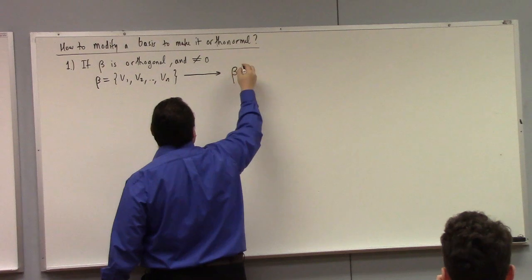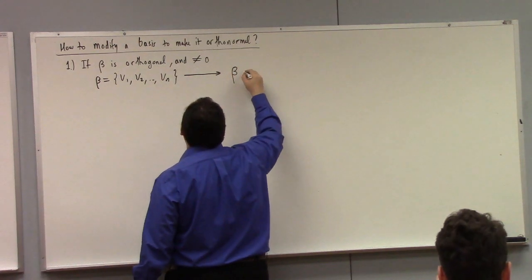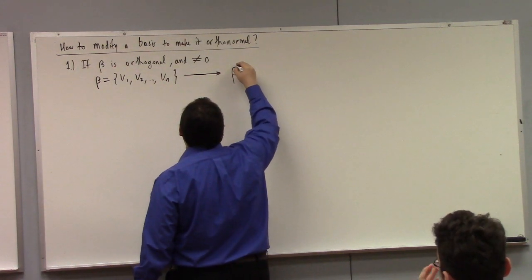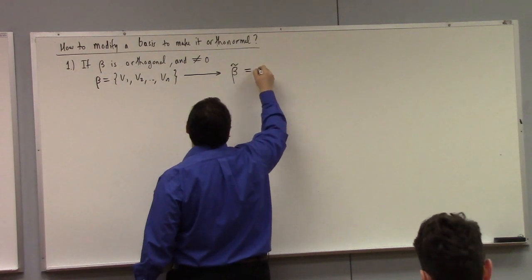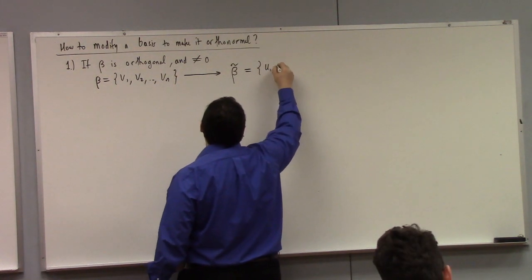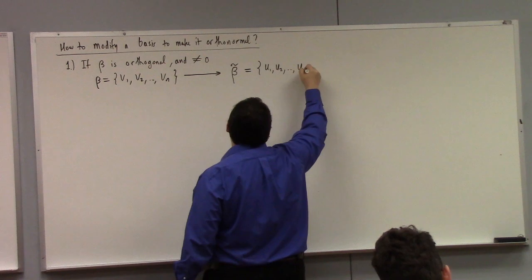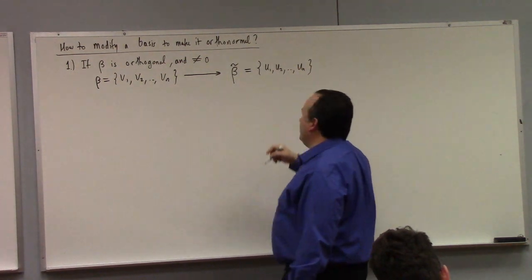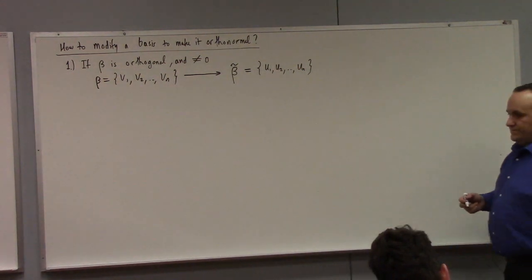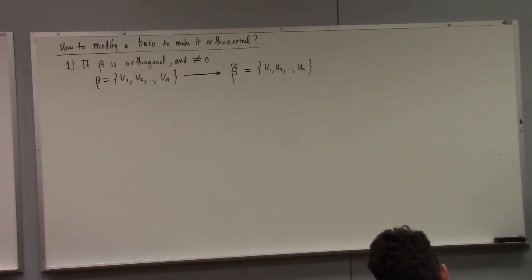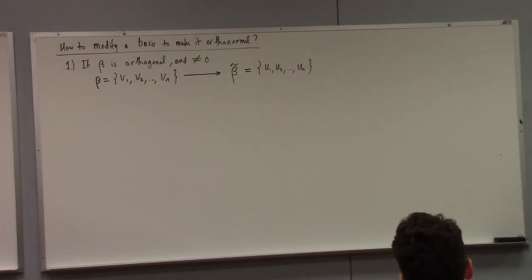Let me call this new one beta tilde for lack of imagination. I want to make it u1, u2, ..., un, where these are orthonormal. How should I proceed? Divide the vector by the length. Divide each vector by their length.